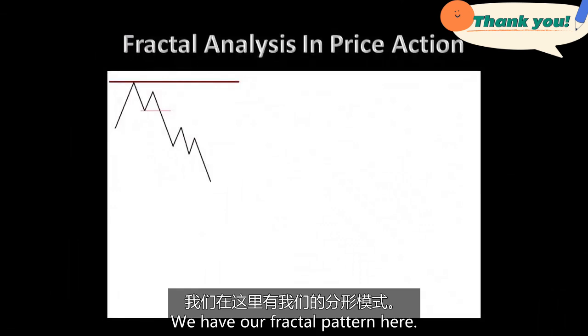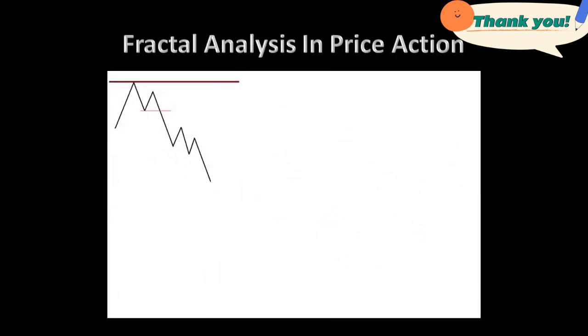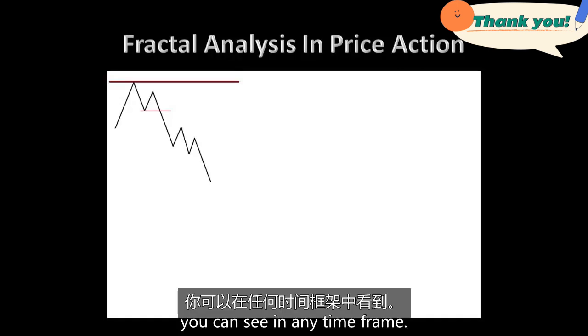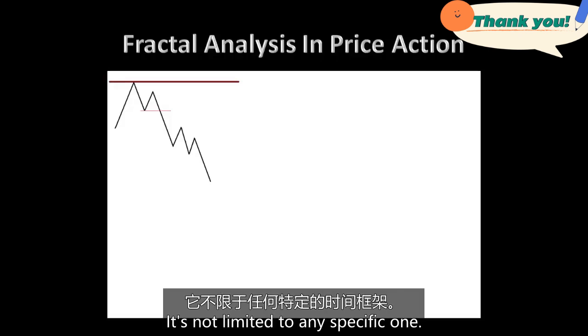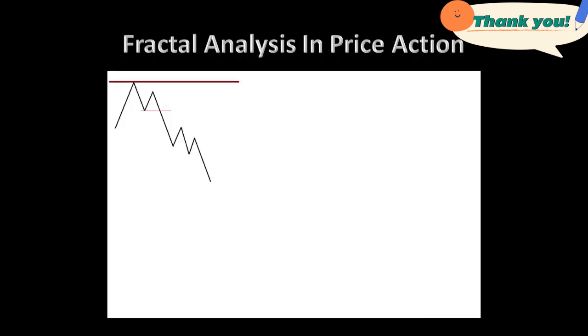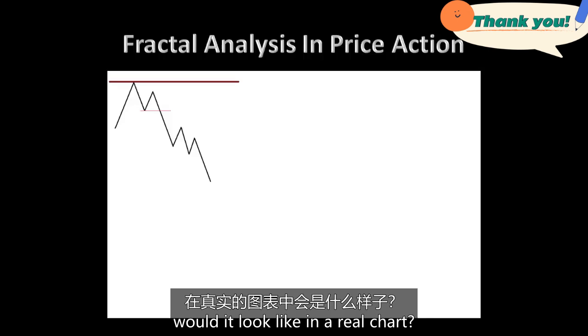Okay, so we have our fractal pattern here. It's a downswing in price. This is a swing that you can see in any time frame. It's not limited to any specific one, but what would it look like in a real chart?